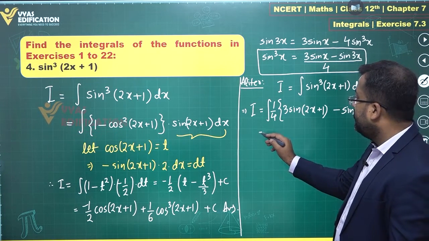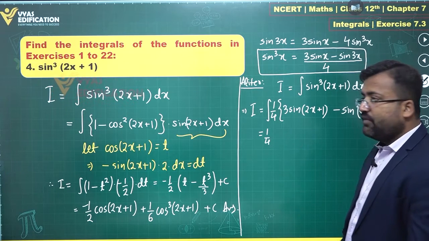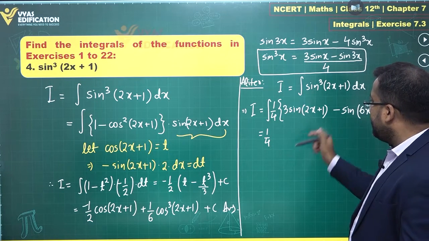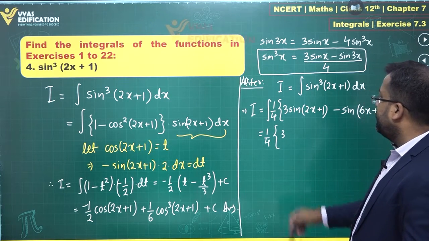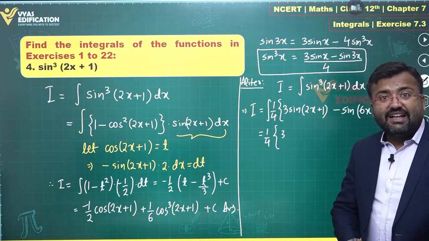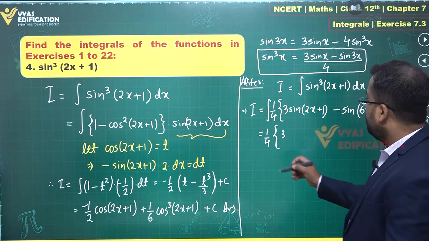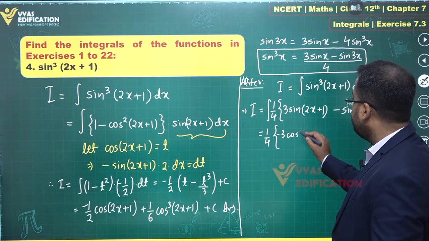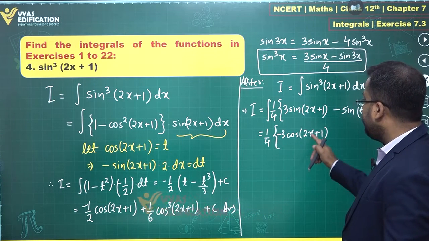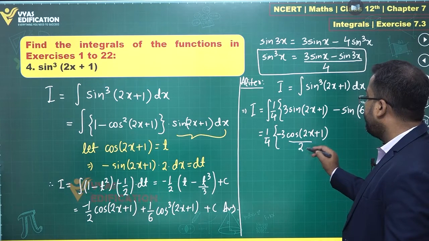Now how do we do that? 1 by 4 is not creating any issue, 1 by 4 will come out. The integral of 3 times sine of this, once again 3 is not creating a problem. For sine of something, the integral of sine x is minus cos x. So this will be minus cos of 2x plus 1, but you only need to take care of one thing. What is that? That we have to divide by this 2.